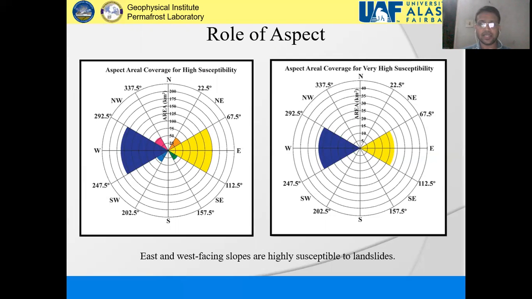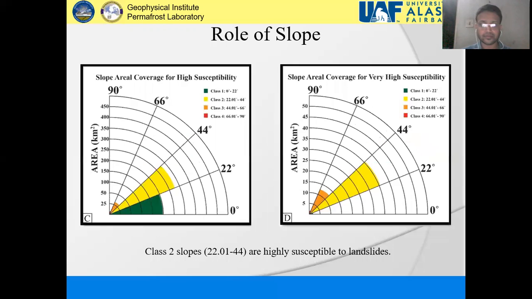I determined that east and west facing slopes are highly and very highly susceptible to landslides as shown in these rose diagrams. Varied aspect sets the stage for differing microclimatic conditions on slope faces. Aspect is important in regulating precipitation, subsequent vegetation growth, moisture retention, and solar radiation on slopes.